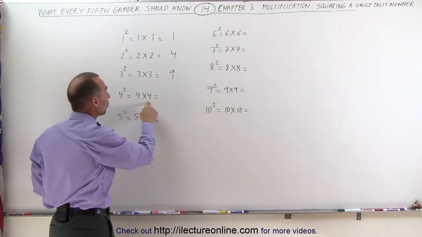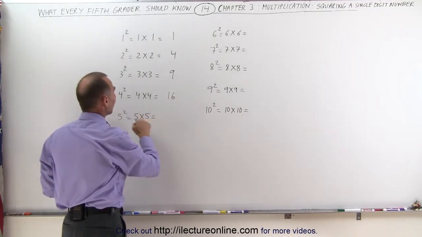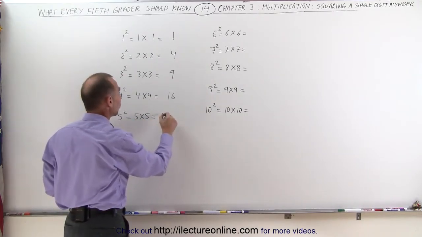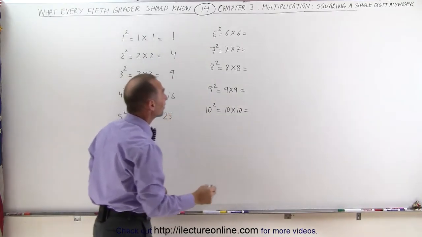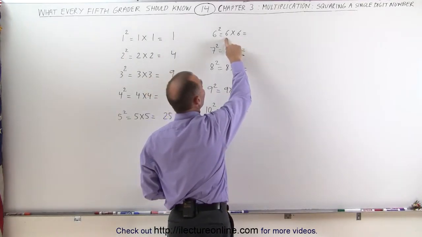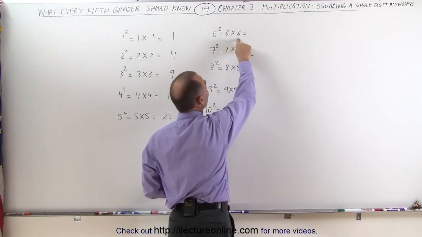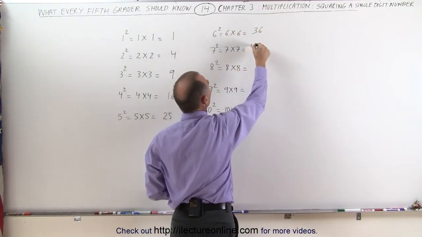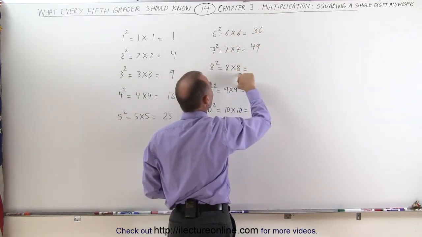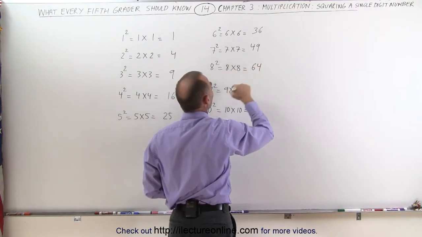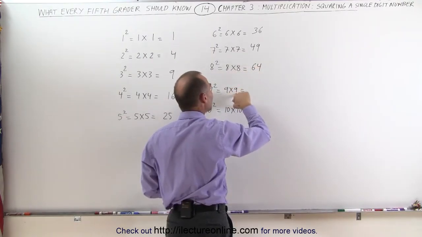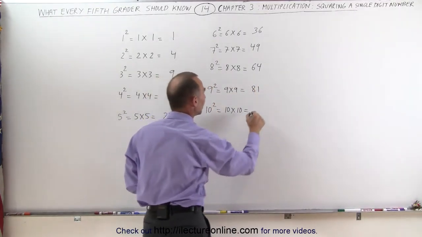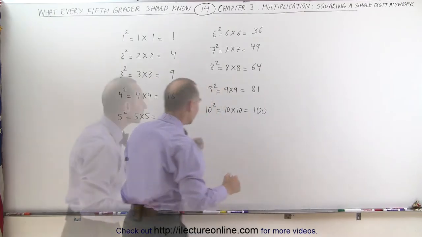Now 4 times 4 is 16. 5 times 5 is half of 10 times 5, which is 50. Half of 50 is 25. 6 times 6 is 6 times 5, which is 30, plus 6, which is 36. 7 times 7 is 50 minus 1, which is 49. 8 times 8 is 64. 9 times 9 is the same as 10 times 9 minus 9, which is 81. And then I just threw 10 squared in there, 10 times 10, which is equal to 100.